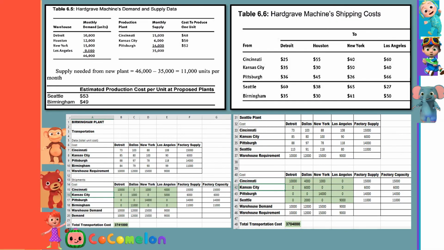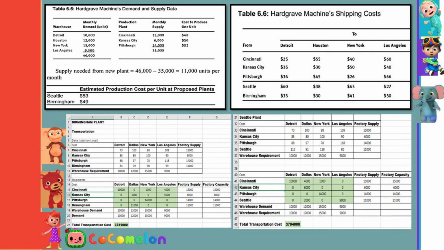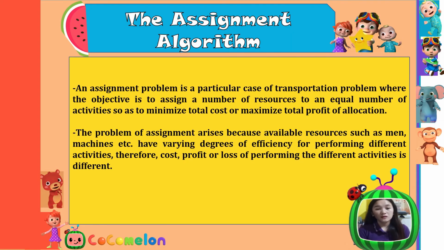And now, we have our optimal solution, which is the minimum amount that you would spend in making this transportation. Next is the assignment algorithm.